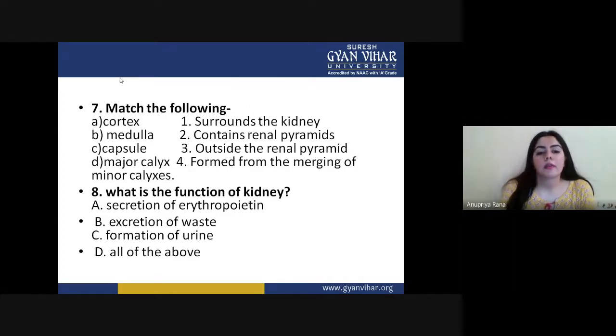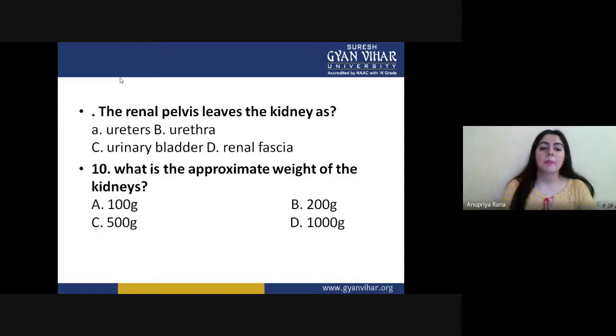Match the following: there are some terms like cortex, medulla, capsule, and major calyx, and you also have minor calyx. You just have to match them with descriptions like which surrounds the kidney, contains renal pyramids, is outside the renal pyramids, or is formed from the merging of others. You can match these on the basis of their suitability. What is the function of the kidney? I think that is the simplest question among them. The renal pelvis leaves the kidney as what? If they talk about the renal pelvis, how will it leave the kidney?